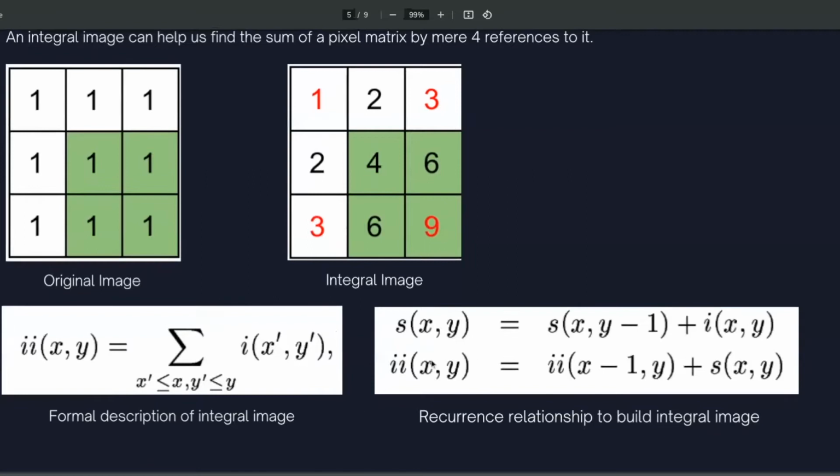And below are just images of the formal description of how the authors presented this in the paper. So this is the integral image, and this is the recurrence relationship which is used to build the integral image.